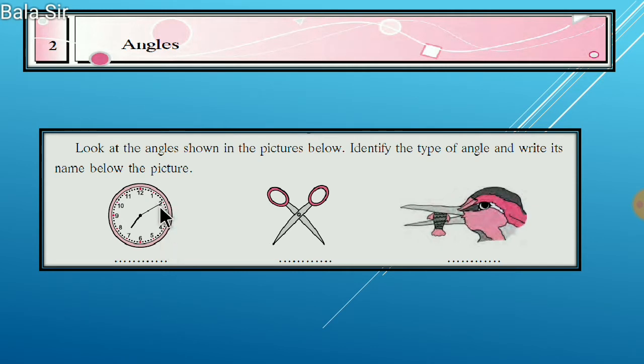First one, you can see the hand of the clock. This hand of the clock is which angle? Obtuse angle. Scissors. What type of angle can you see in this picture? Here, just watch carefully. It is a right angle. The beak of the bird. What type of angle can you see? It is an acute angle.